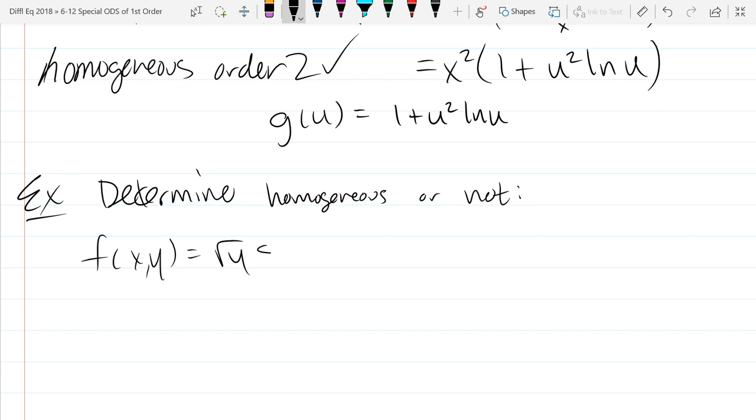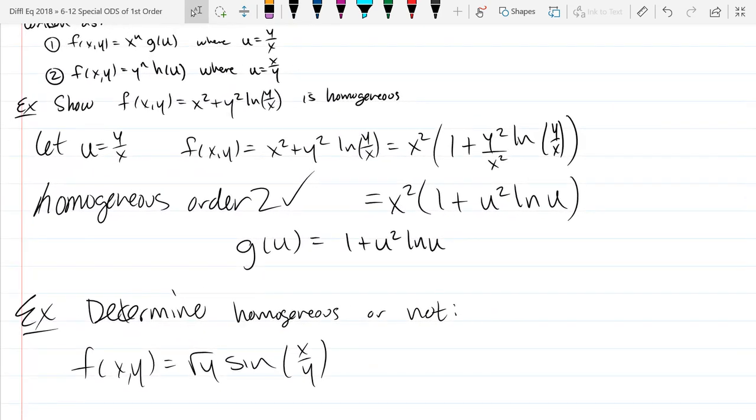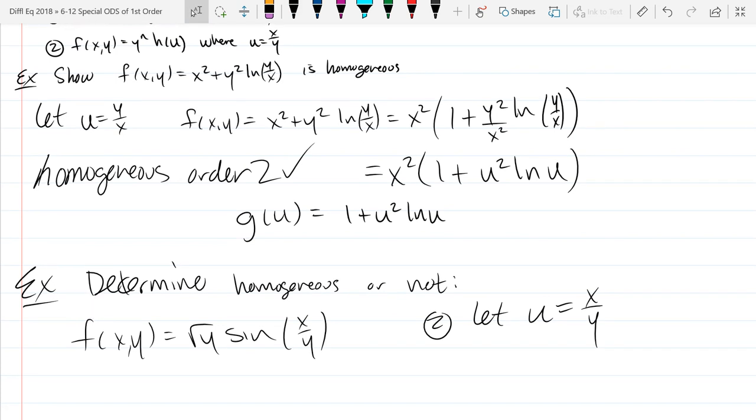All right, f of x y equals square root y sine x over y. So only using two brain cells, should I go with one or two? Go with number two, because you already see x over y. So don't make things more complicated. That's my job. And you don't need to factor any y's out. You already see the y function at the front. So here's this example, your order is 1/2.